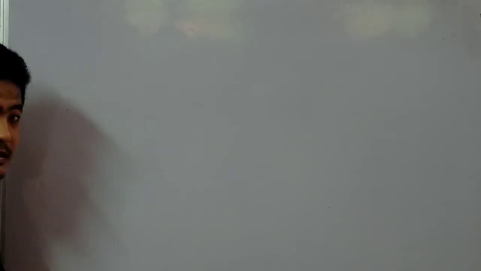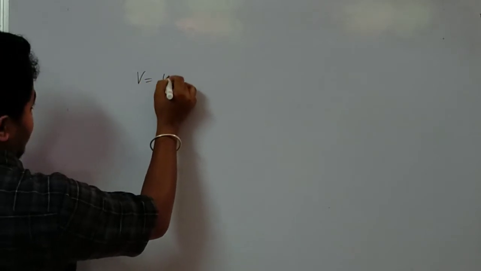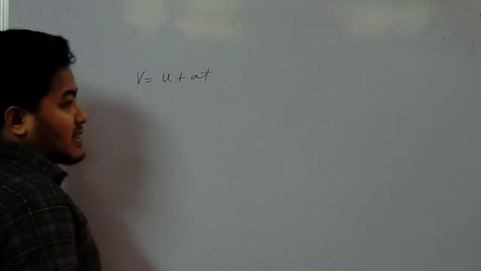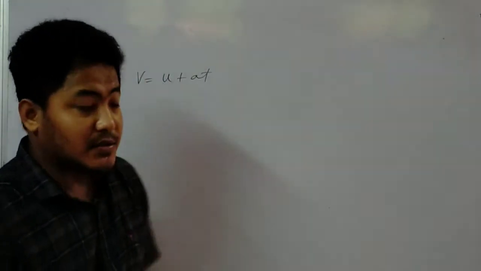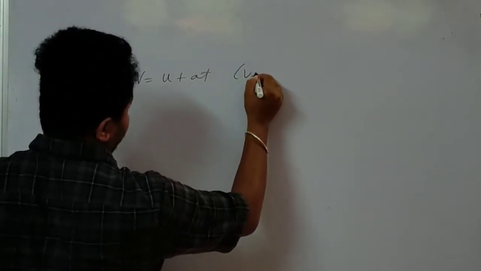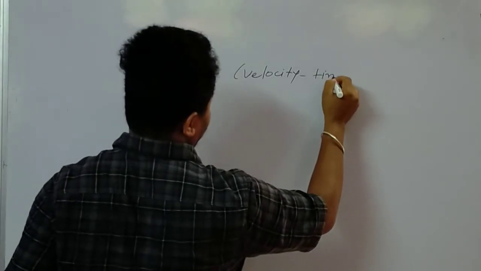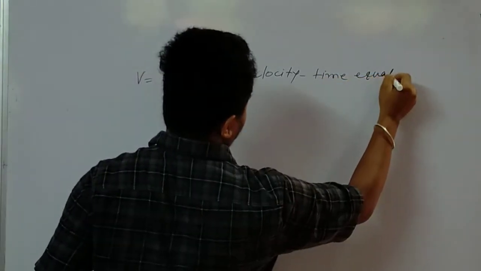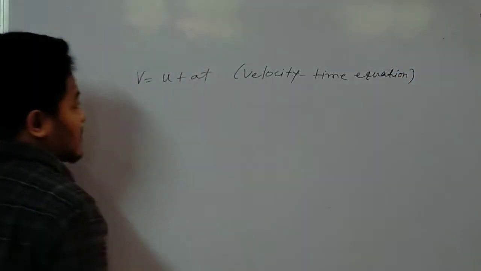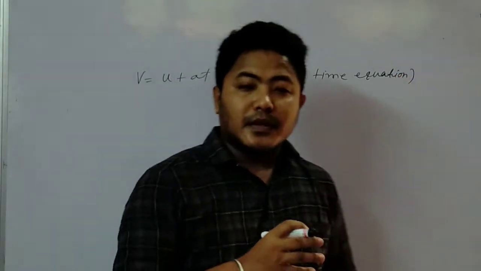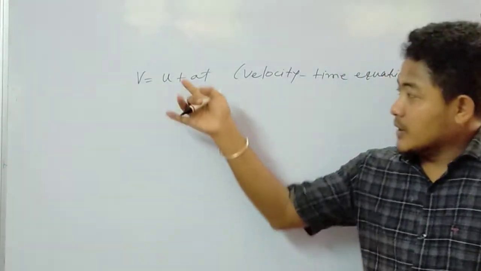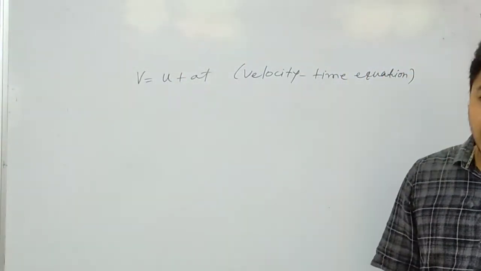In the first equation of kinematics, we proved that v is equal to u plus at. One more piece of information I should give you is that this equation has another name. It is also known as the velocity time equation. Please write this down, that we proved in the previous class: v is equal to u plus at.